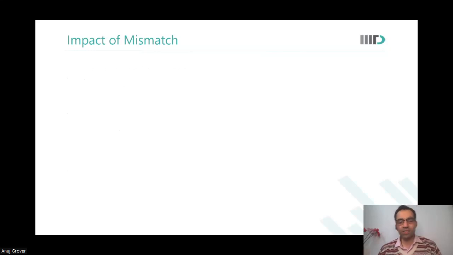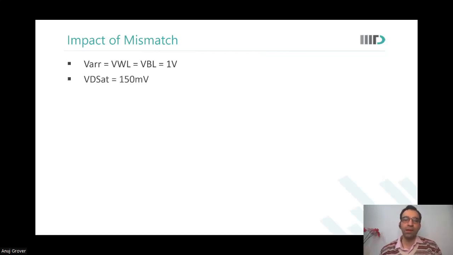So what is the impact of mismatch? In the previous case, we had assumed that VTs were all equal. Now we want to see what happens if the VT of different devices changes. We've kept the other things constant. We are using a cell ratio equal to 1.5.